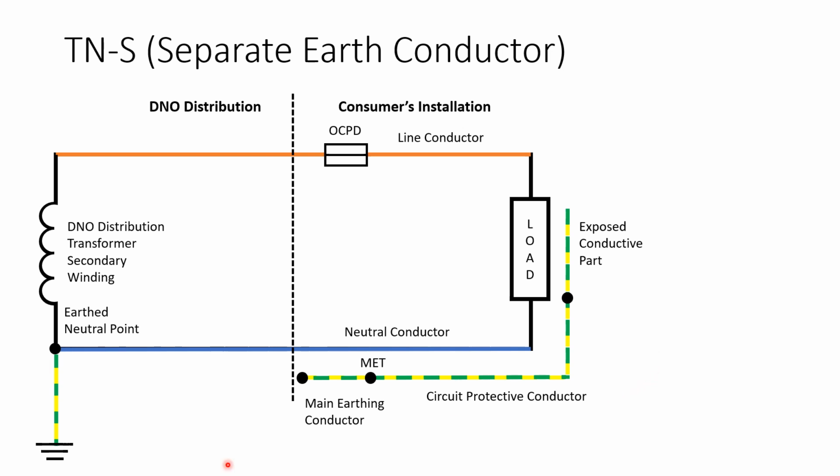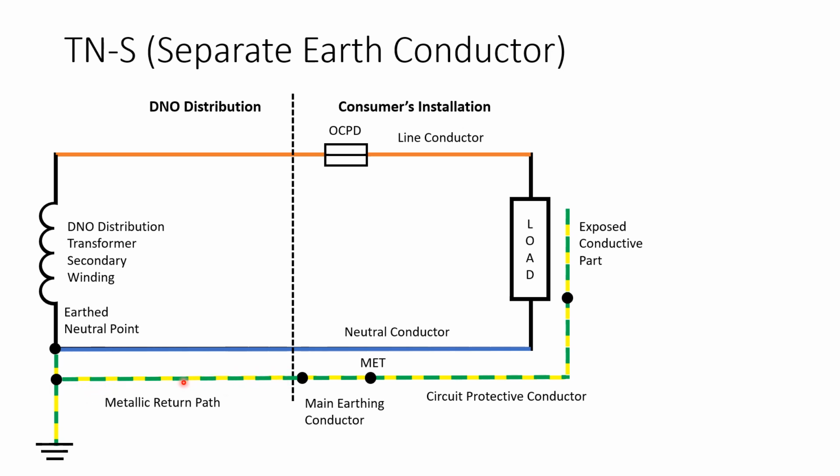Now, what does TNS actually stand for? Of course it means that the earth, that's the source of earth, is supplied via a completely separate earth conductor, and that is shown here, though it says metallic return path, because that could be a number of things. It could be the lead sheath of the cable that's in the road, the distribution cable. It could be a separate earth wire.